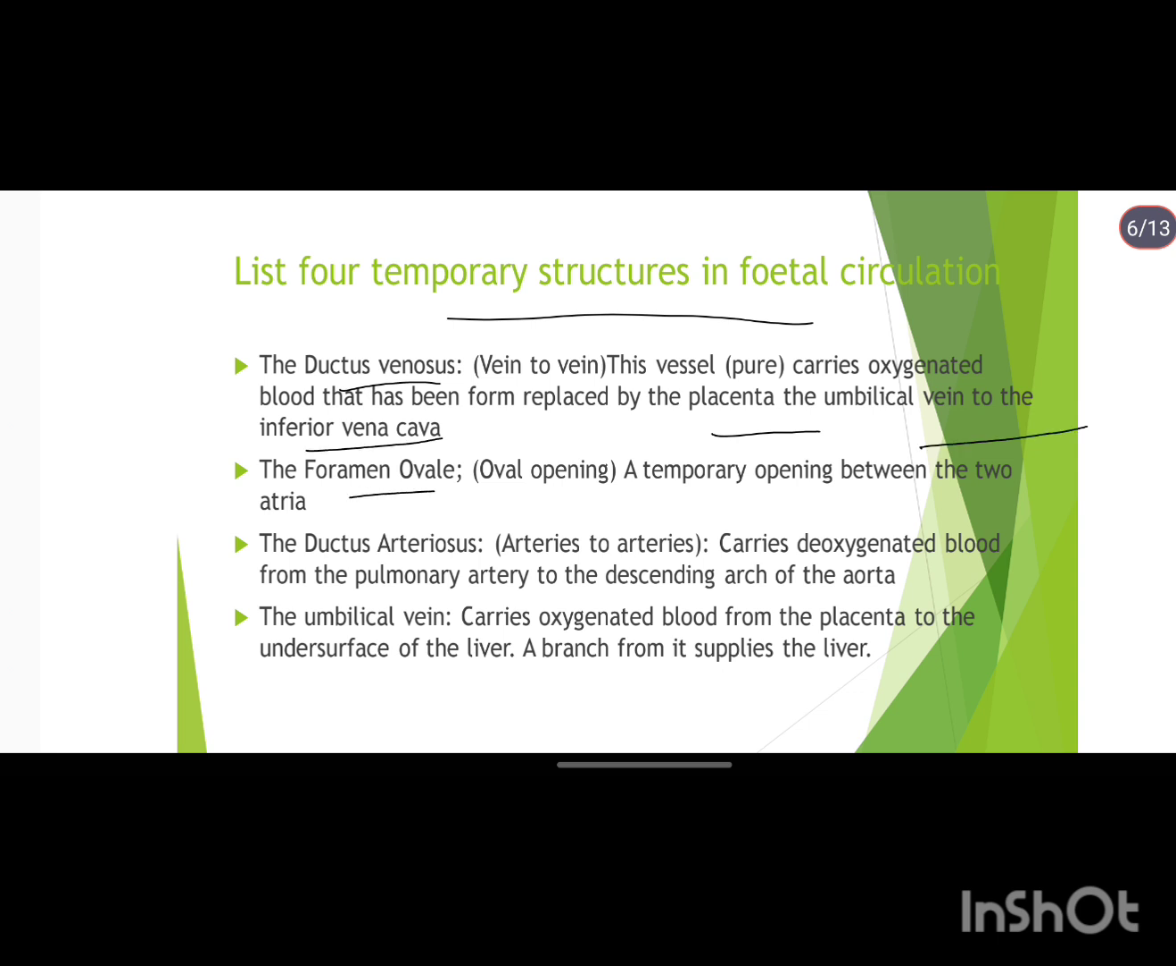Next one is the foramen ovale. It's an opening between the 2 atria. And the ductus arteriosus is a connection between the 2 arteries. This usually carries deoxygenated blood from the pulmonary artery to the descending arch of aorta. The next one is the umbilical vein, which carries the oxygenated blood from the placenta to the undersurface of the liver, and it also supplies the liver.